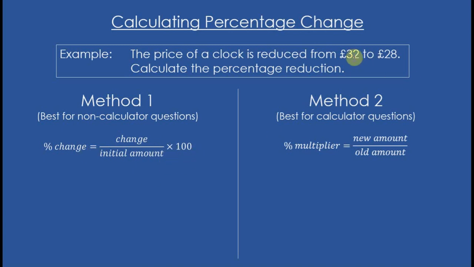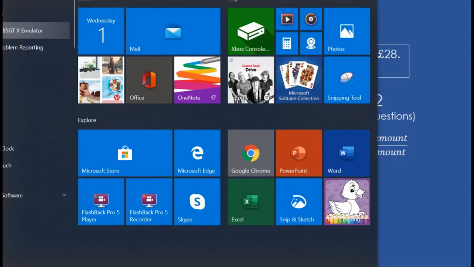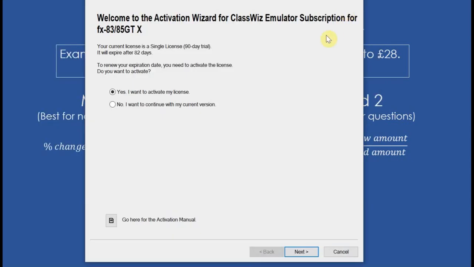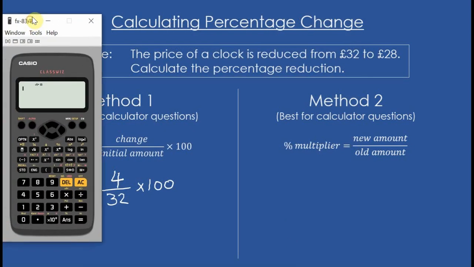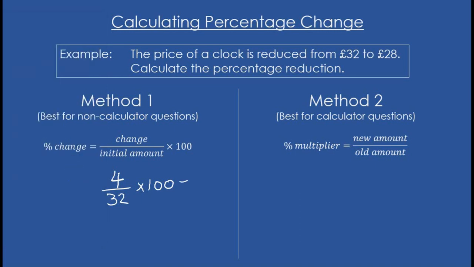So the actual change, if it's been reduced from 32 to 28, is 4. The initial amount was 32, and then we times by 100. Now, many of you might know that 4 is 1/8 of 32, so this would be 1/8, but I'll do this on a calculator anyway. Okay, so 4 divided by 32 times 100 gives 12.5.